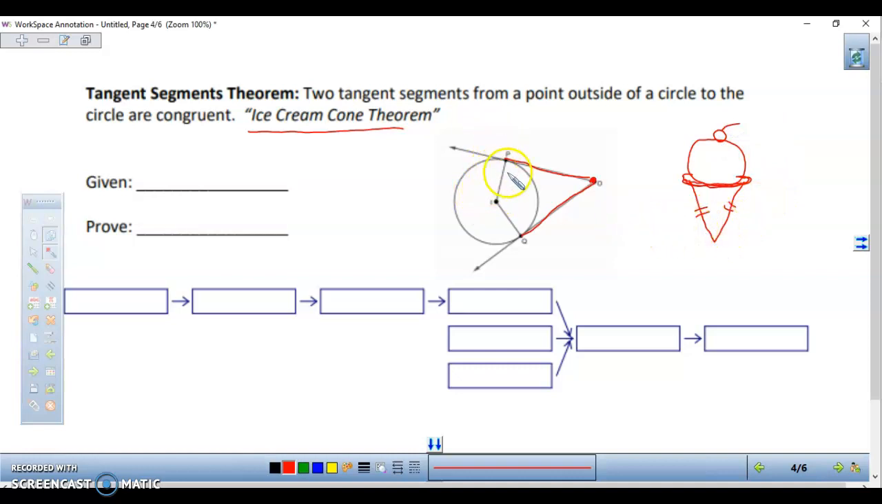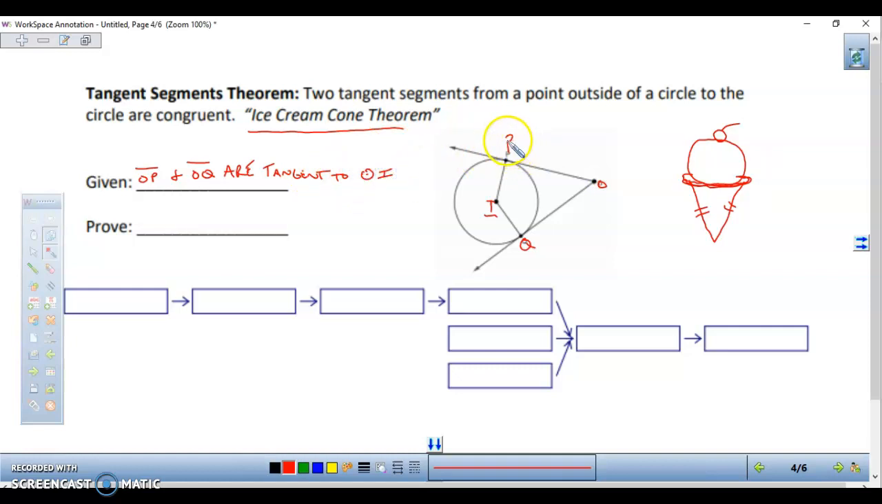So what I'm going to do here is very informally, using a flow plan, prove to you why that must be true. The given is that segment OP and segment OQ are tangent to circle I. I don't know what that is, maybe an I. It's hard to see, they're pretty small. All right, it's tangent to circle I.